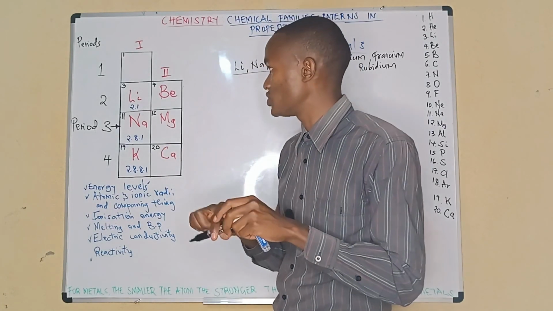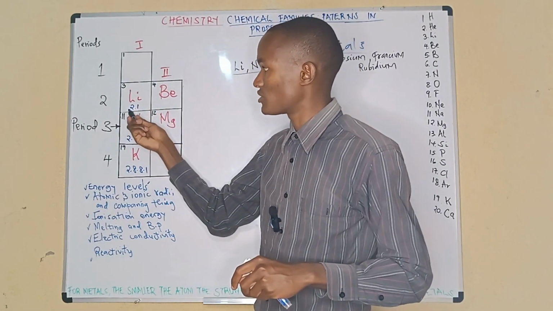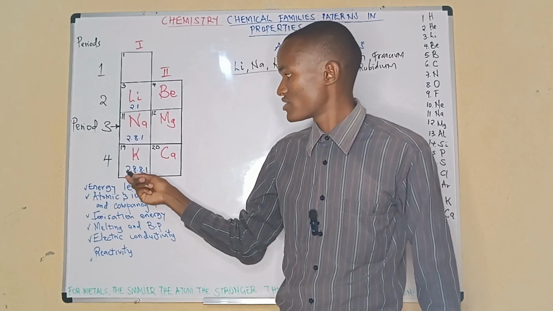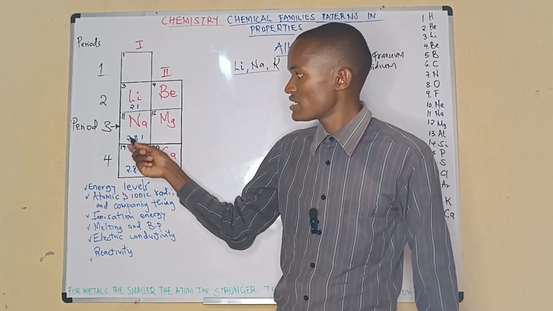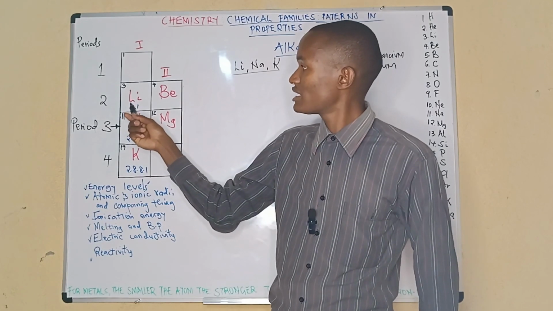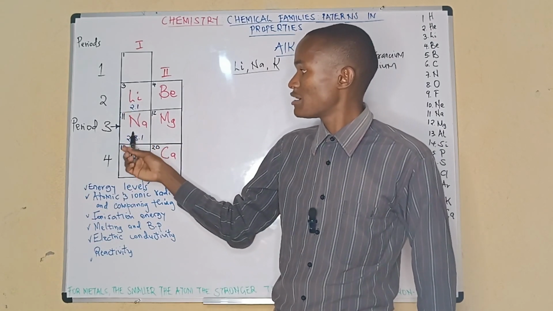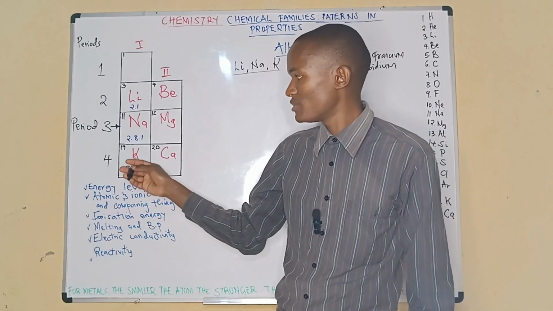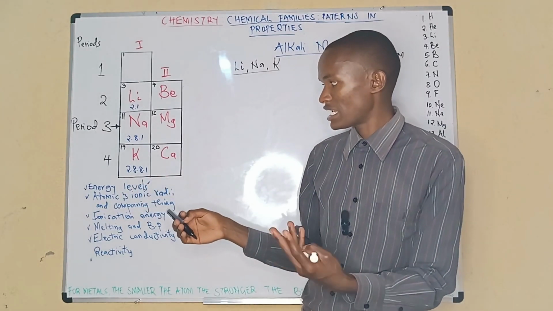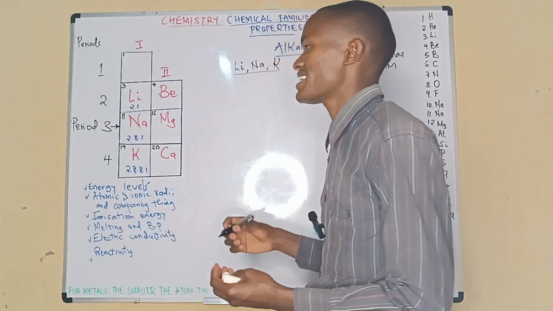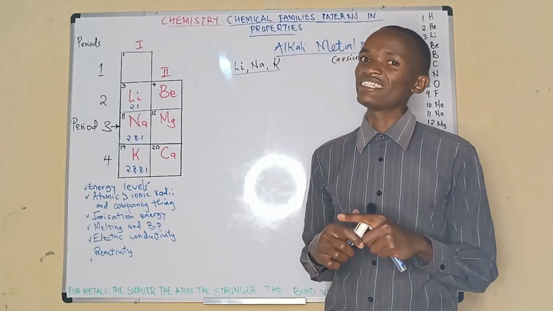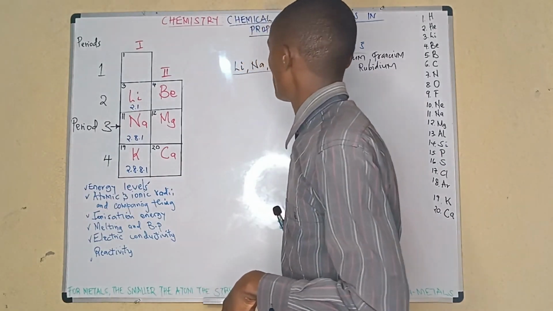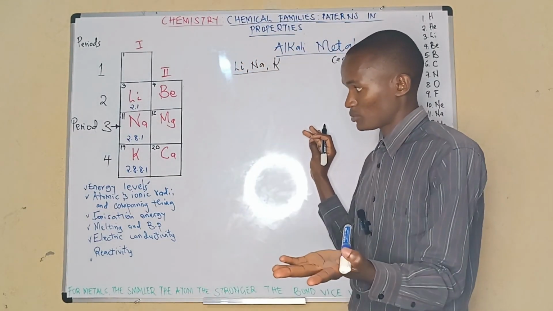It can be shown by the electronic configuration. Lithium has 2-1, sodium has 2-8-1, and potassium has 2-8-8-1. Each of these numbers represents an energy level. So lithium has 2 energy levels, sodium has 3, potassium has 4, and of course it means that the elements that lie below potassium keep on increasing their number of energy levels. So we can say that energy levels for alkali metals increase down the group.